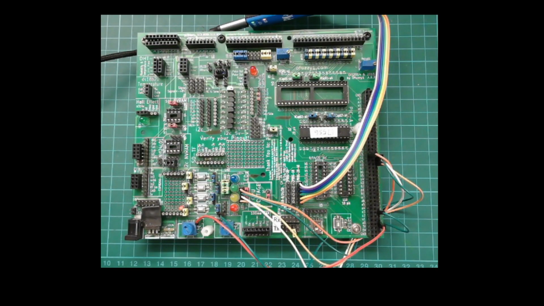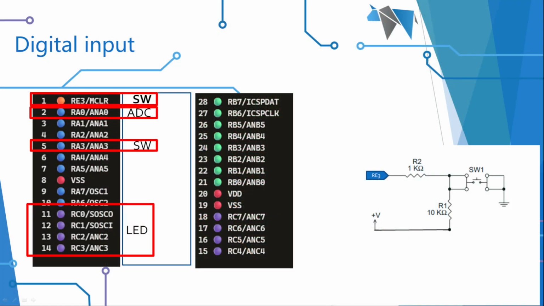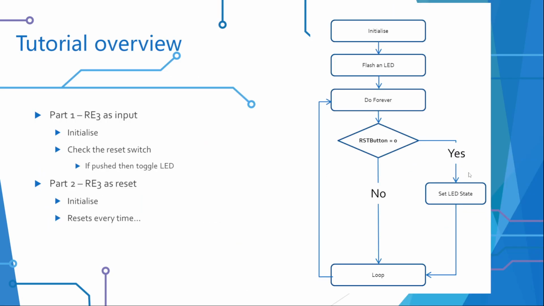So let me just go back and clear that slide and go back to my desktop. So just to recap, I have a switch, and that was what I was showing you there on that video. So let's go through. The first part, we're going to look at RE3 as an input. The chip will be initialized, and then I'm going to push the reset switch, and if I push it, it will toggle the LED. The second part, if I use it as a reset, it will initialize, and every time I push it, it will reset.